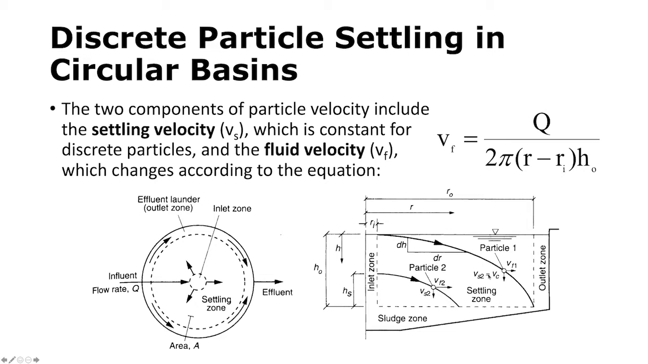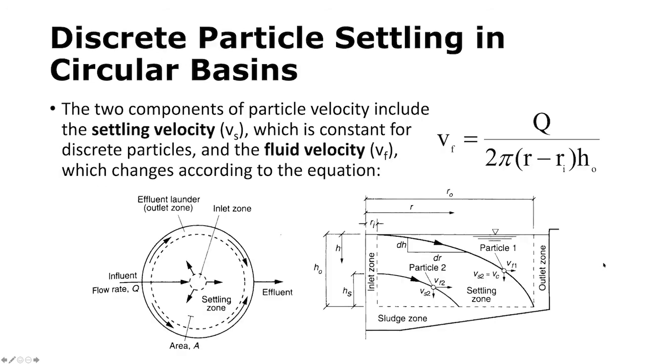So you can see here, again, we have particle 1 and particle 2, which you can imagine if particle 1 comes in at the maximum height and it has a settling velocity such that it will settle right before it gets to the outlet zone. Particle 2 has a similar trajectory in terms of the settling velocity. However, it enters at height h sub s instead of h sub 0 and settles out far before reaching the outlet zone.